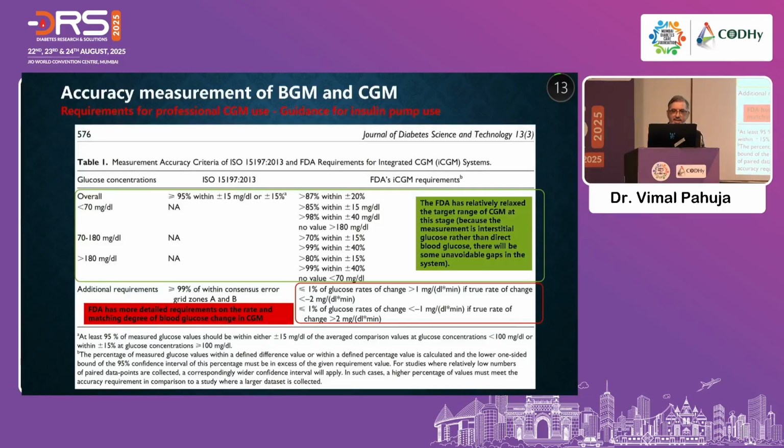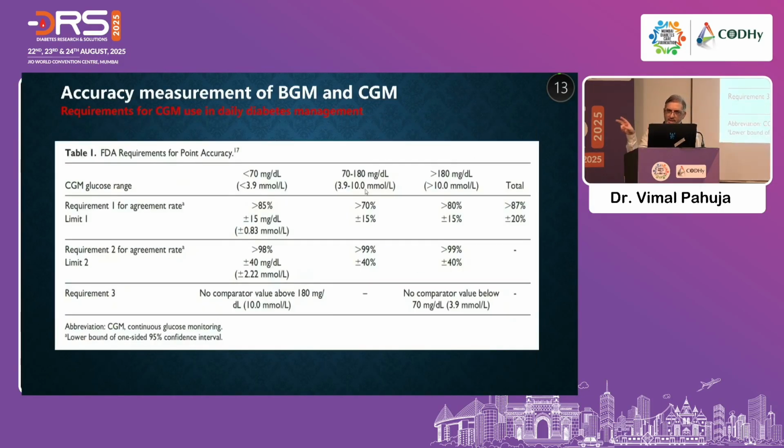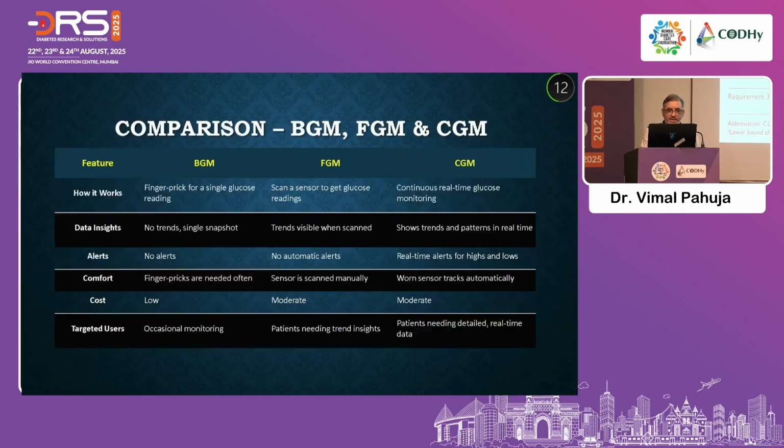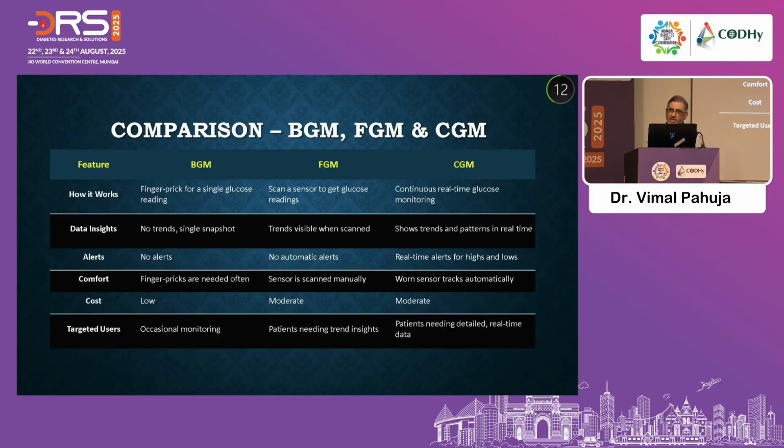I will not dwell into the details, but there are 3 tier requirements mandated by FDA to assess the device and pass the device. So these are the requirements. For less than 70, you should have more than 85% of blood glucose readings within the range of plus and minus 15. For 70 to 180, more than 70% within plus or minus 15%, and for more than 180, plus or minus 15%. So these are some standard requirements. Of course, then you have requirement 2 also. These are the technical details, and FDA uses these details to assess the device and give the recommendation on the said device.